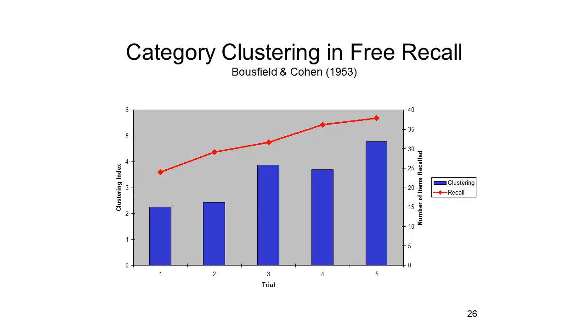Here's a classic experiment by Bousfield and Cohen that shows how category clustering is related to recall. In this study, the subjects were given several different recall trials. They studied the list, recalled it, studied the list again, recalled it again, studied the list again, and recalled it again. Obviously, memory improved over trials, but what's important is that the degree of category clustering also increased over these repeated study test cycles. The more subjects clustered their items together by category membership, the better they were able to remember the items.